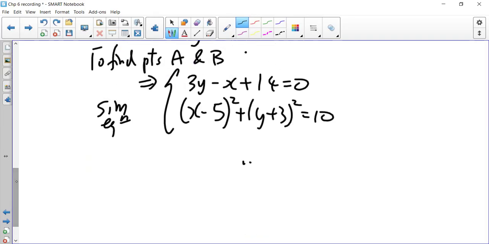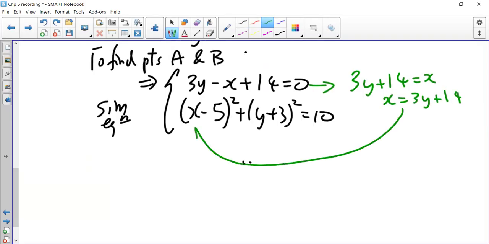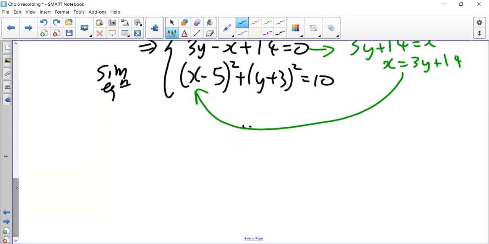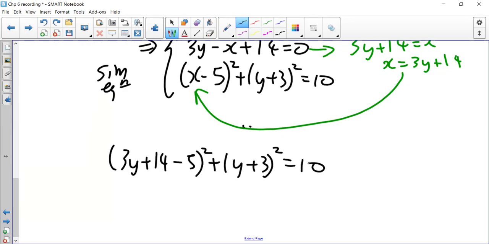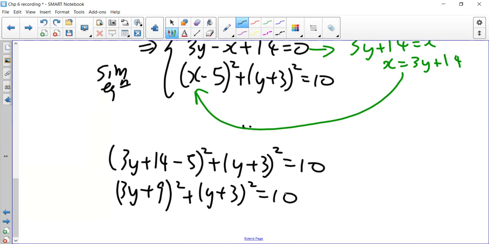From equation 1, I will change this into 3y plus 14 equals x, so x equals 3y plus 14. I'm going to substitute it in here. Now, in a quadratic simultaneous equation, you can't really skip steps or use a calculator, so you will have to complete everything on your own. So let's substitute it in. It becomes (3y plus 14 minus 5) squared plus (y plus 3) squared equals 10. Simplify the bracket: (3y plus 9) squared plus (y plus 3) squared equals 10.